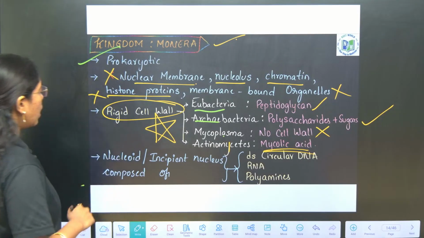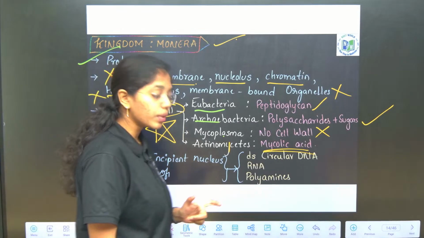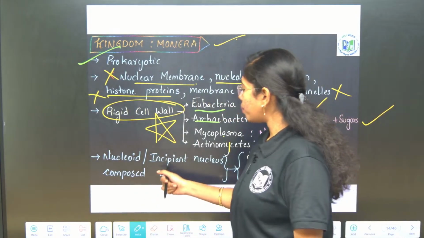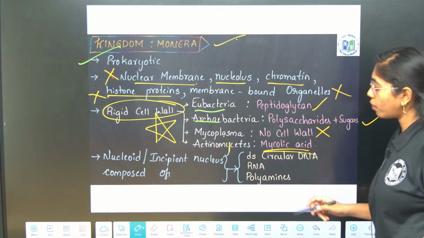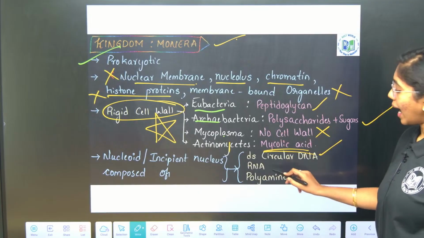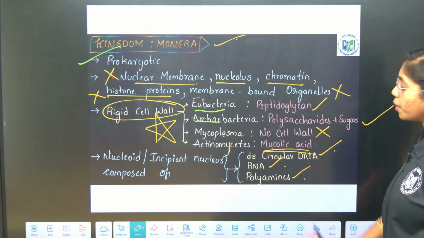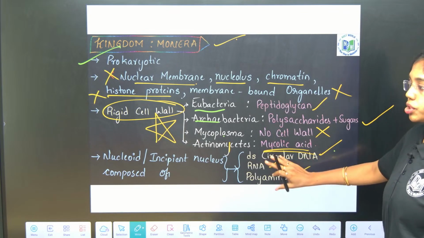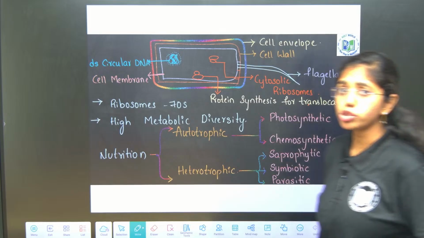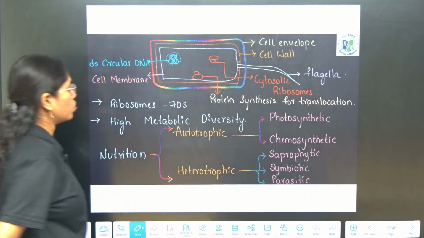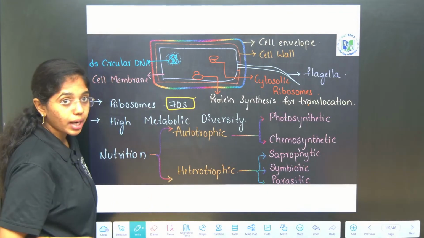Next, nucleoid or incipient nucleus. The nucleus which is not completely covered with a nuclear membrane is called the incipient nucleus, primitive nucleus or nucleoid. The nucleoid is composed of double stranded circular DNA, RNA and polyamines. These are the components present in the nucleoid. The ribosomes are of the 70S type. They have high metabolic diversity.